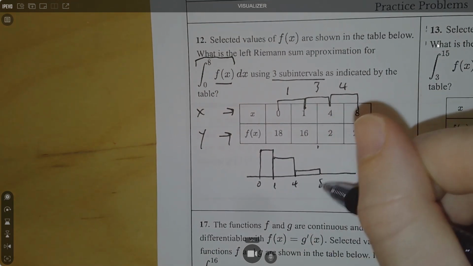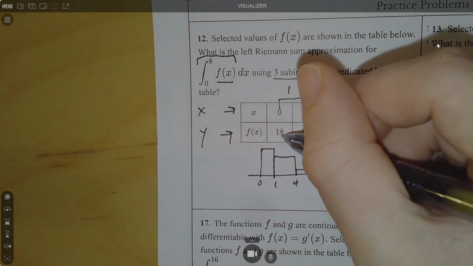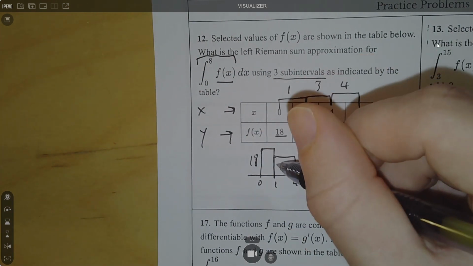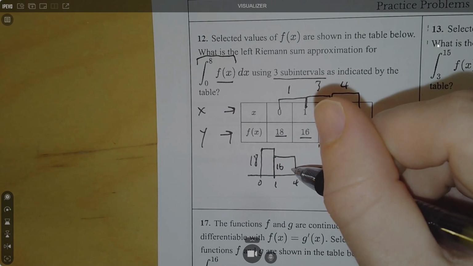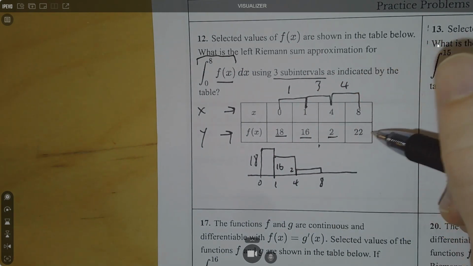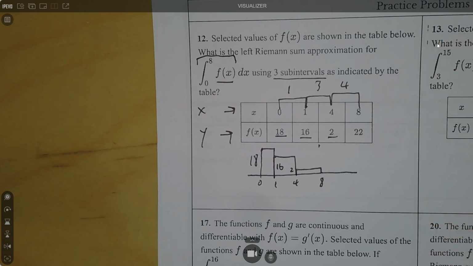Okay. So if you think about the areas of these rectangles, let's do it intuitively, right? The height of this is the 18, left-handed, right? The height of this one is 16, this one. The height of this one is 2, right? We're not using the 22 because that would be the right-handed one. There will always be one that you're not going to use, right? If you're using left-handed or right-handed, you'll be missing either the far left one or the far right one, right?